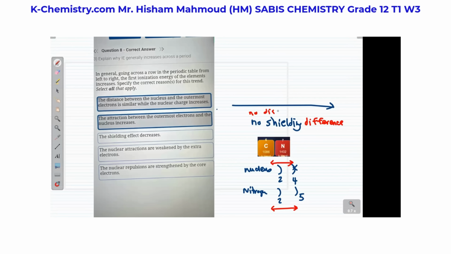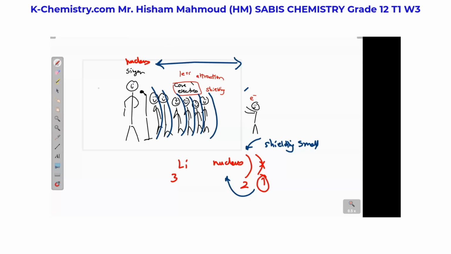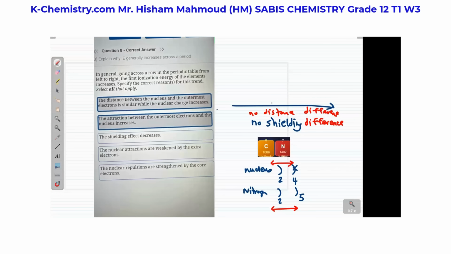No distance difference. So these two factors that cause the ionization energy to decrease down the group are not available here across the period. When you go from left to right, the distance from the nucleus is the same, and the number of shields is the same. So there is no effect from these two factors. What is the only factor that's making the effect?